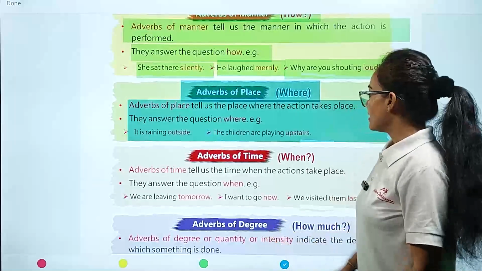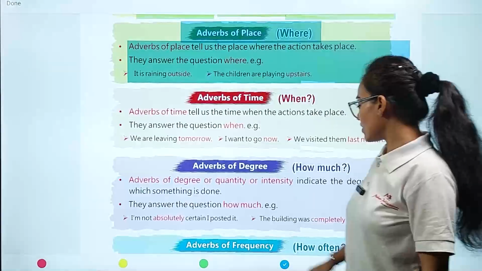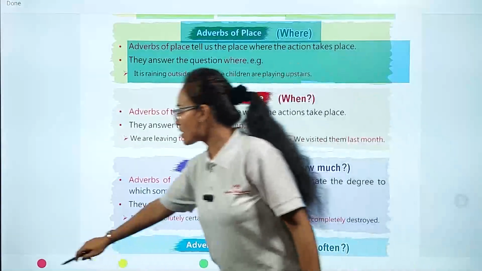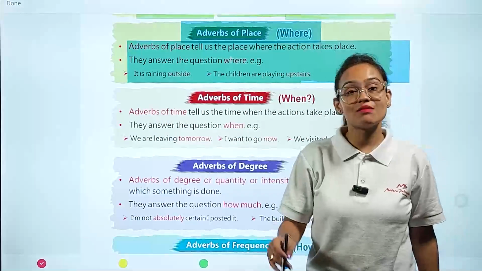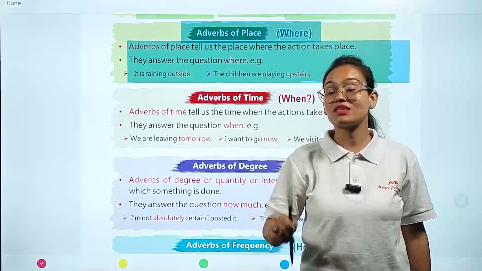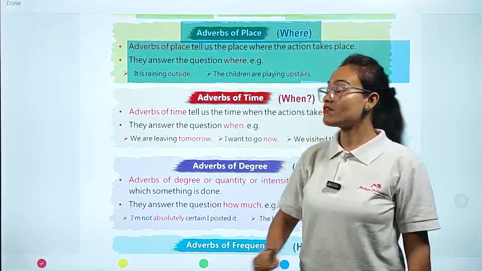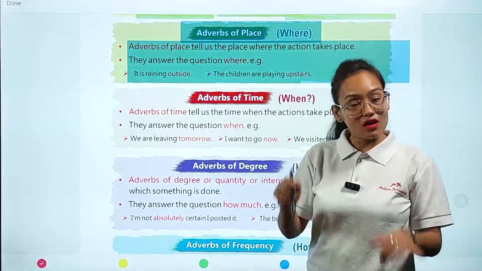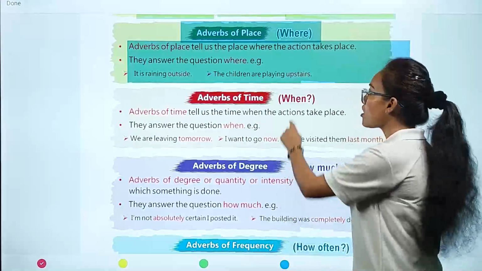Now the third type is the adverb of time. Now, my dear students, we are going to see the clear use of time in the case of adverbs. In what way do we describe time in an adverb? In the form of when.